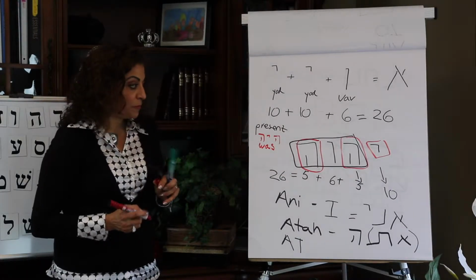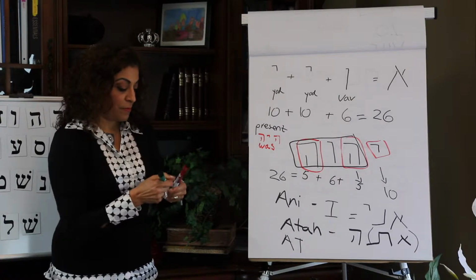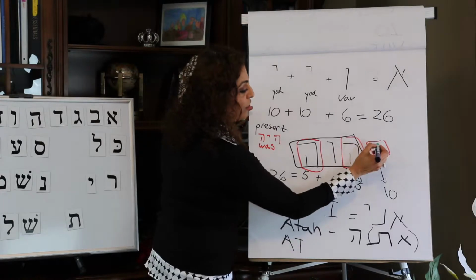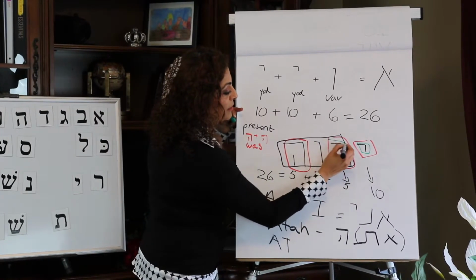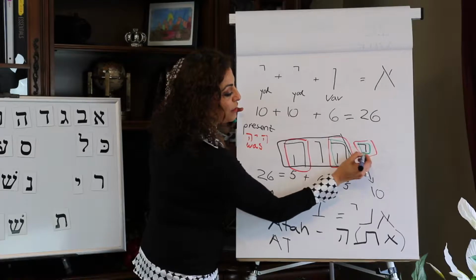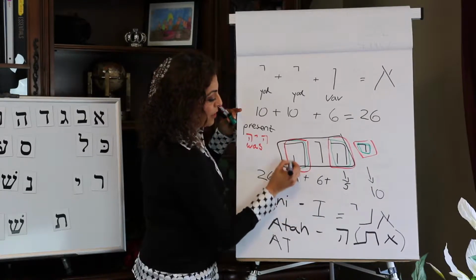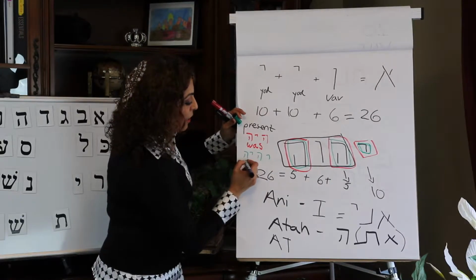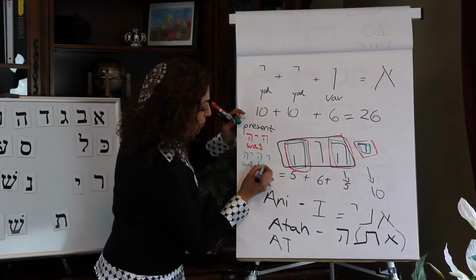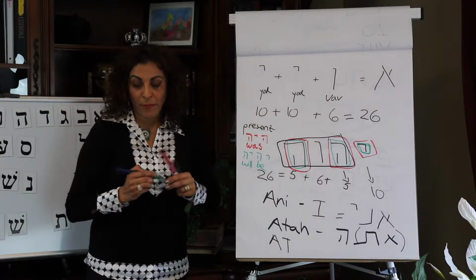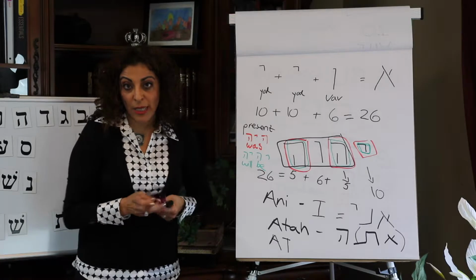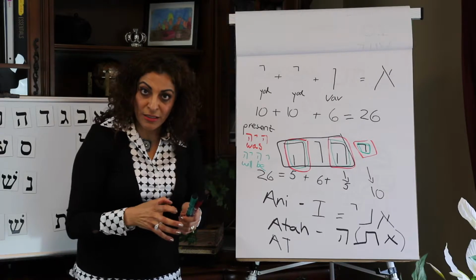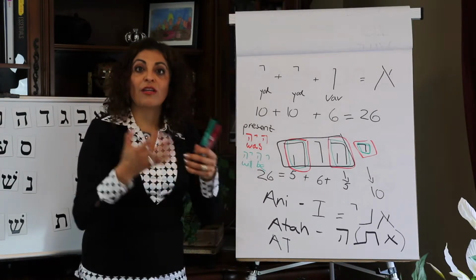Okay? If I take green, if I take this, another one of these, and this, I get I, he, ye. And that means will be. God's most holiest name is encompassing present, past, and future.